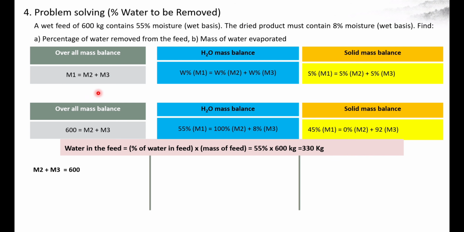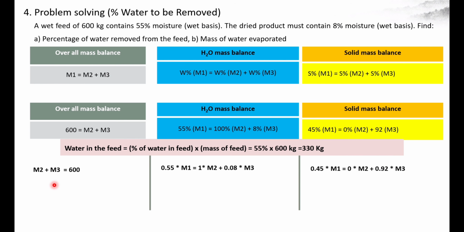Now let's go back to solving the equations. M2 plus M3 is equal to 600. We don't know the M2 and M3 values, so we keep the equation as it is. Moving to the water balance equation, 55% can be written as 0.55. So 0.55 times M1 is equal to 1 times M2 plus 0.08 times M3. Moving to the solid balance equation, 0.45 times M1 is equal to 0 times M2, because the solid percentage in the M2 stream is 0, plus 0.92 times M3.